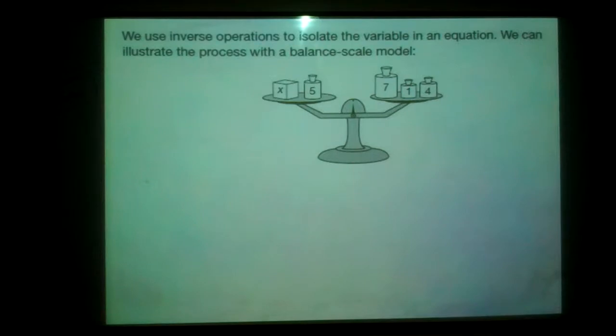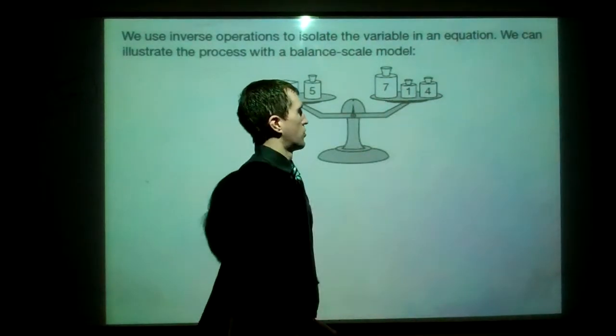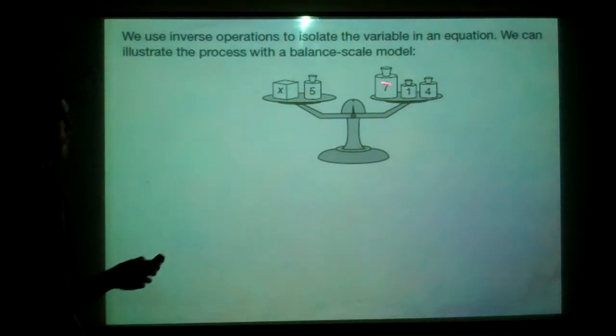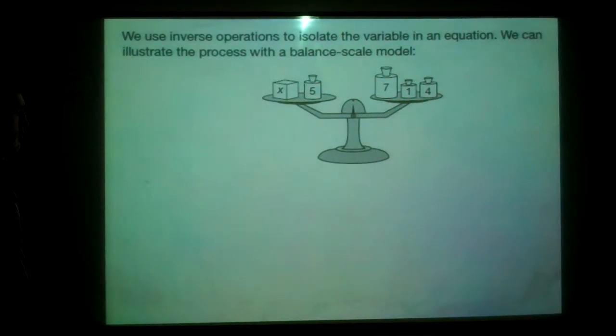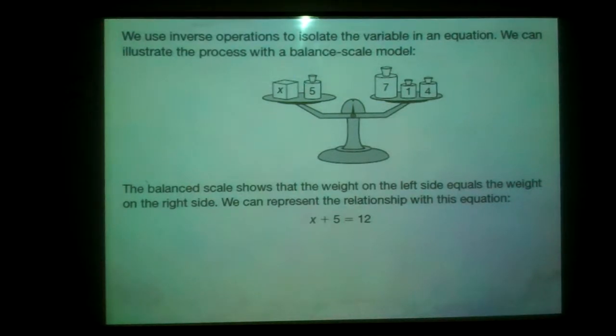Alright? Now if we take a look at it with this balance model, it might help us. We don't know what x is, but we do have a total weight, and these things are in balance right now. The only problem is we have x plus 5 over here, and that's equal to 7 plus 1 plus 4. So we actually have 12 over here, x plus 5 over here. Okay? So the equation, x plus 5 equals 12. And the reason this is true is because our equation is in balance right here. This side is equal to this side.